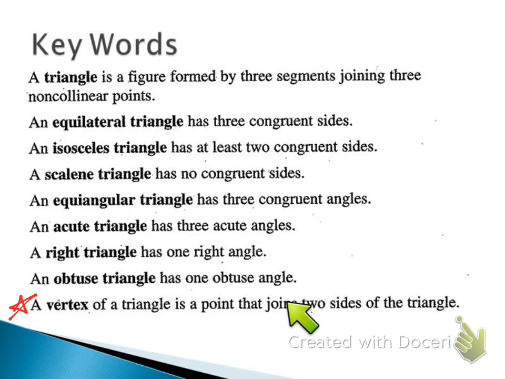And then, of course, you already wrote down vertex. The vertex is a point that joins the 2 sides of the triangle. So like the corners or the pointy parts of the triangle, that's the vertex. Any questions?